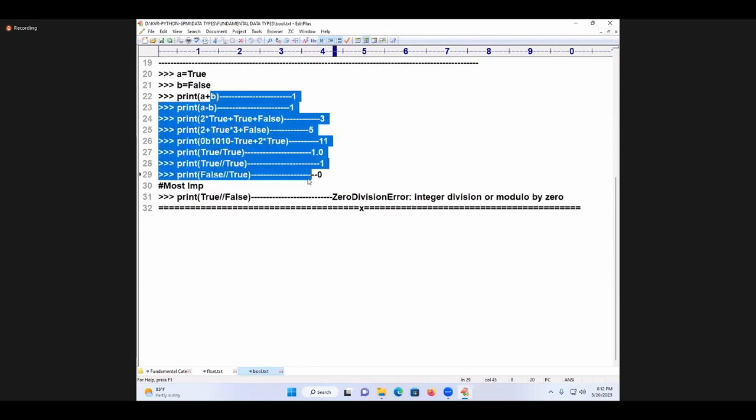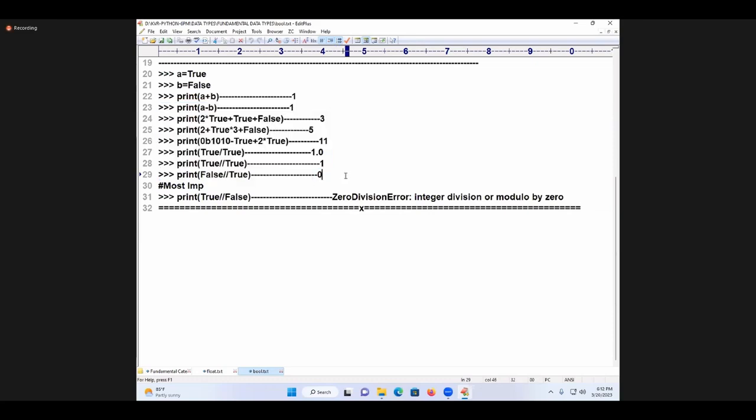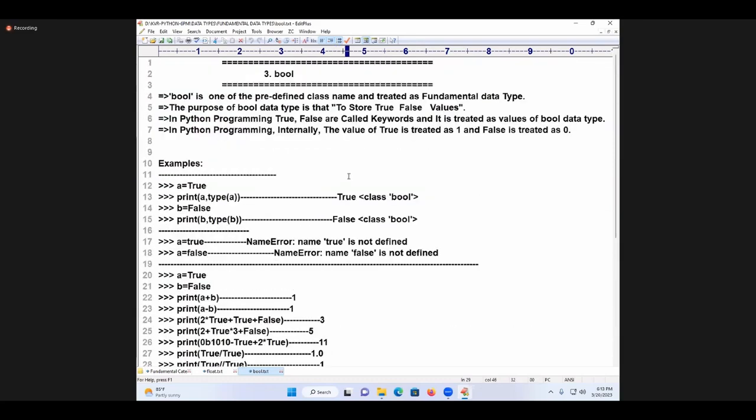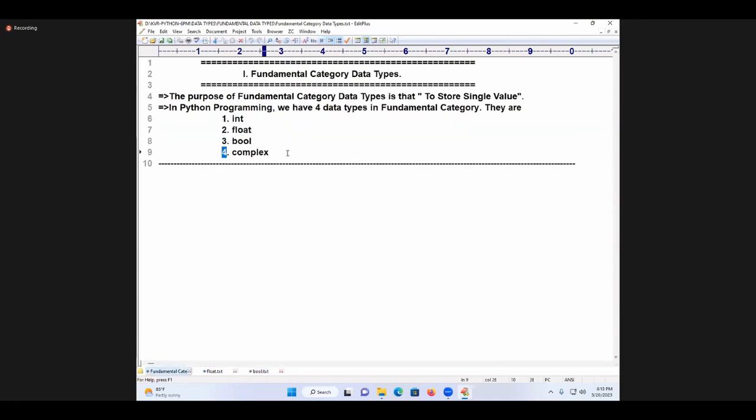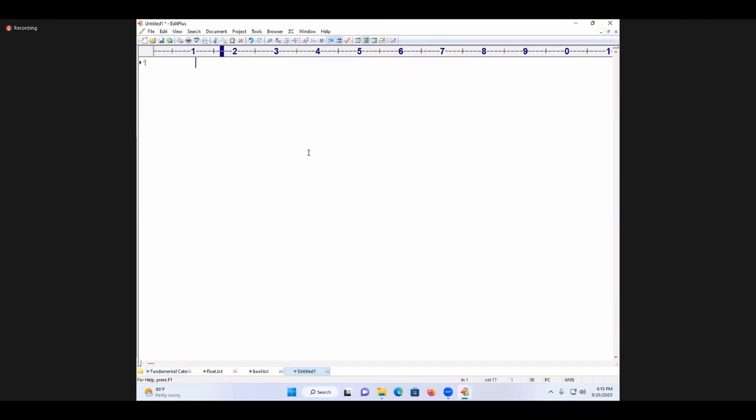Okay. Now, these are the different things we completed. Today we are entering into the most important concept, which is complex. We'll enter into complex here. So let's start, students, with the complex data type now.